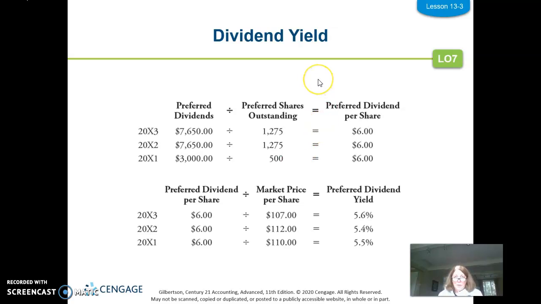So this next slide, which looks a lot alike, is doing that same calculation for preferred stock. So looking at preferred dividends divided by shares outstanding to get a per share preferred dividend, and then take that divided by the market price per share to get 5.6%. So again, this means that a shareholder is earning 5.6% on their investment of $107. So nothing different, it's just for the other class of stock.